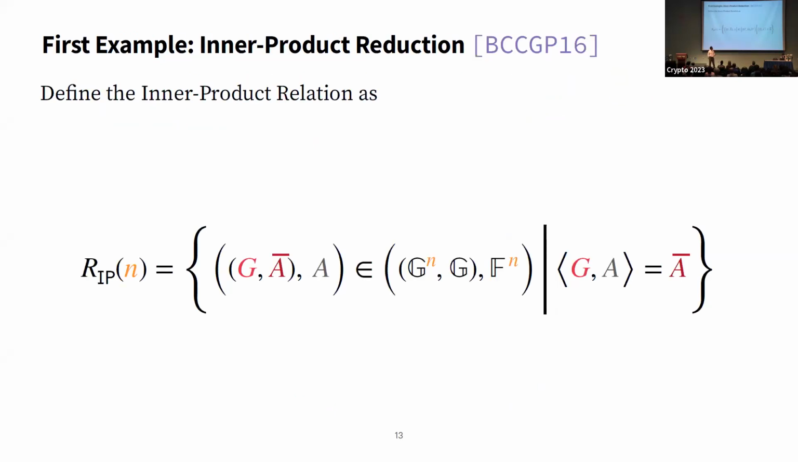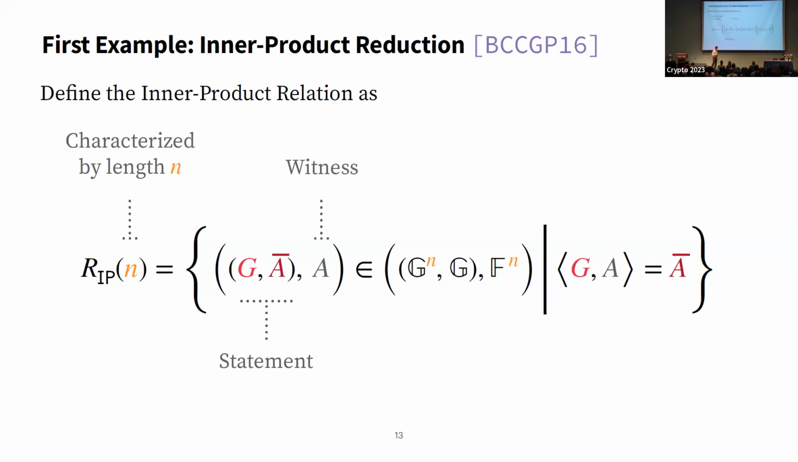Okay, so now I want to give you a concrete example of how we can use reductions of knowledge to study existing protocols. And we're going to start off again with the recursive inner product argument. So to properly start this off, I'm going to define the inner product relation. Okay, so the inner product relation is characterized by some vector length n. Okay, and the statement will consist of a vector of group elements of length n called G, and this can be viewed as a public key, and a commitment Ā in that group. Now, a witness is a length n vector of field elements called A, and this witness is satisfying if you take the inner product of this witness against the public key, you get the commitment Ā.